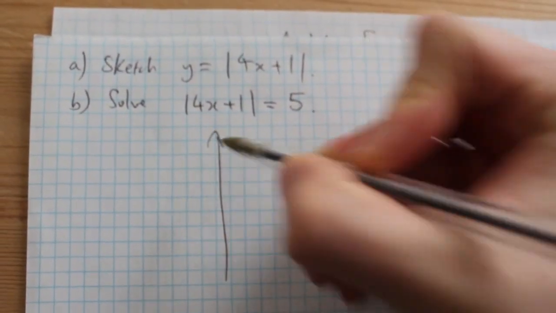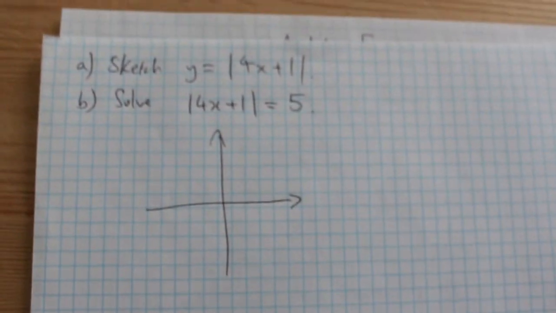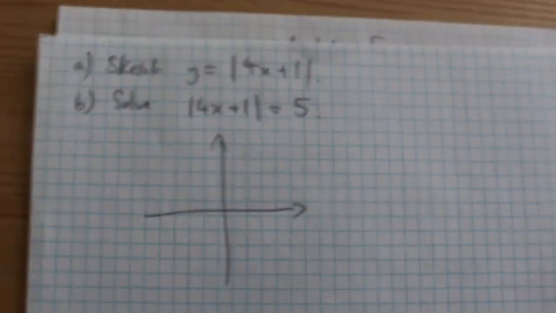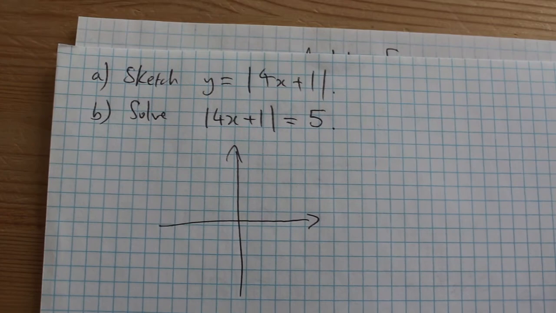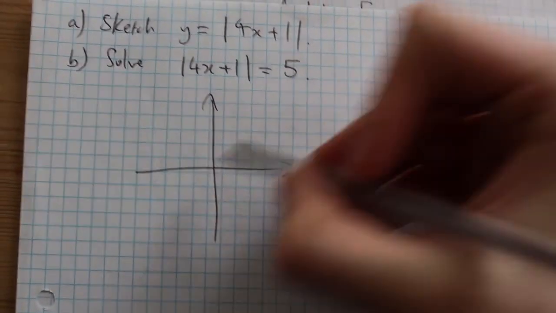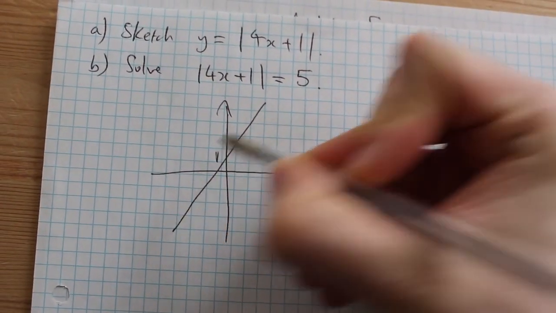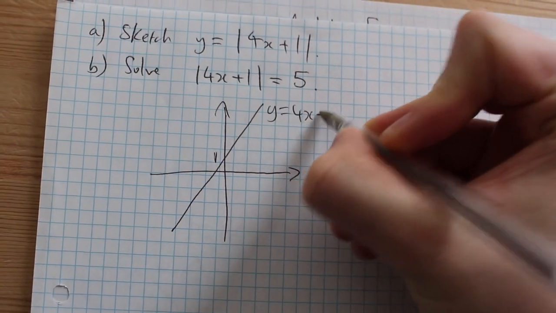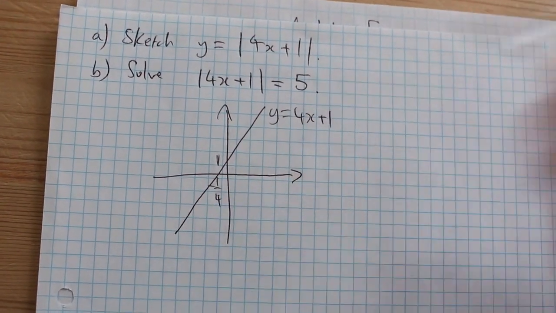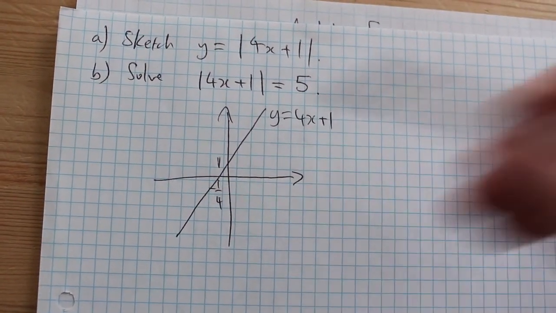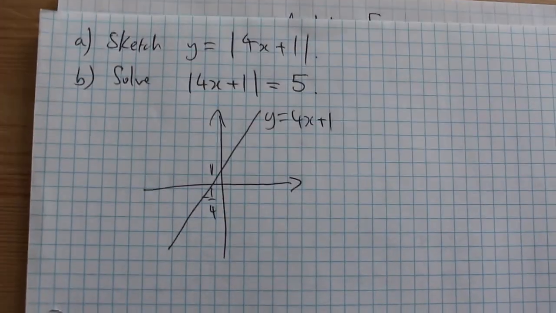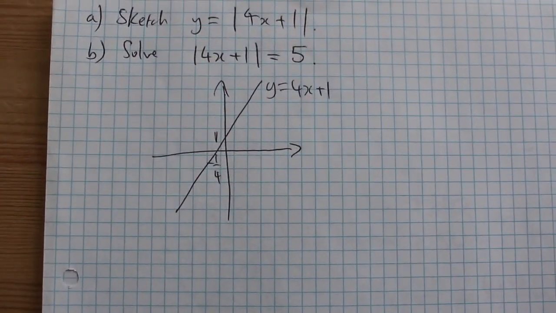So firstly, just sketching the graph. There are a lot of different ways we could do this. Let's just first think about y equals 4x plus 1. If we were to draw y equals 4x plus 1, it's going to cross the y-axis at 1 and the x-axis at -1/4. So the graph looks like this.